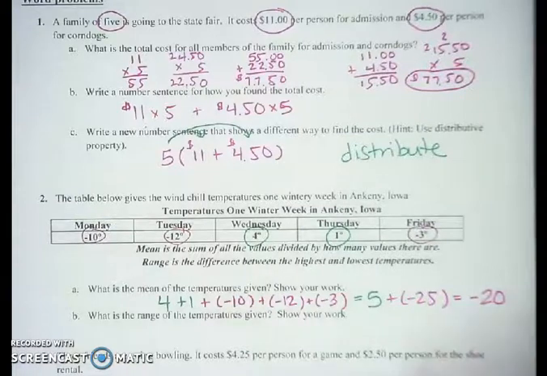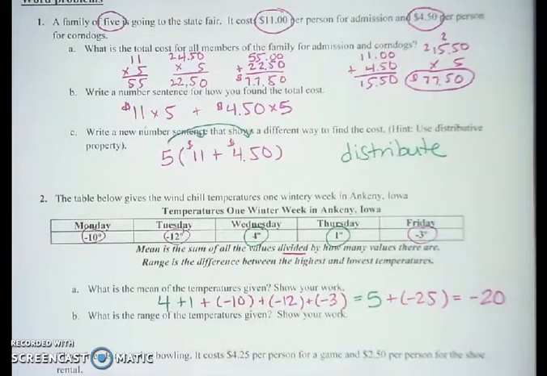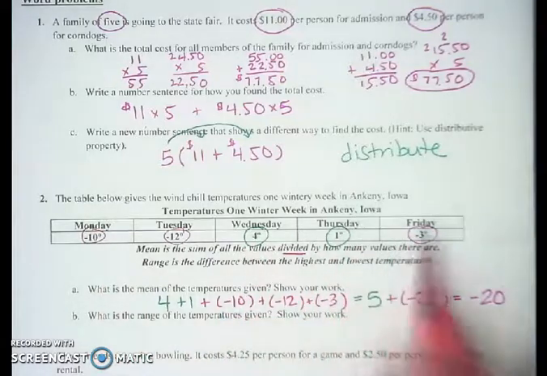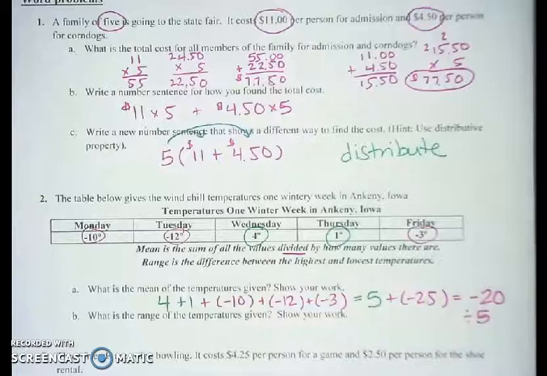So my total is -20, but don't forget the step. I need to divide by how many values? I have 1, 2, 3, 4, 5. So -20 divided by 5. My final answer is -4. -4 degrees Fahrenheit.